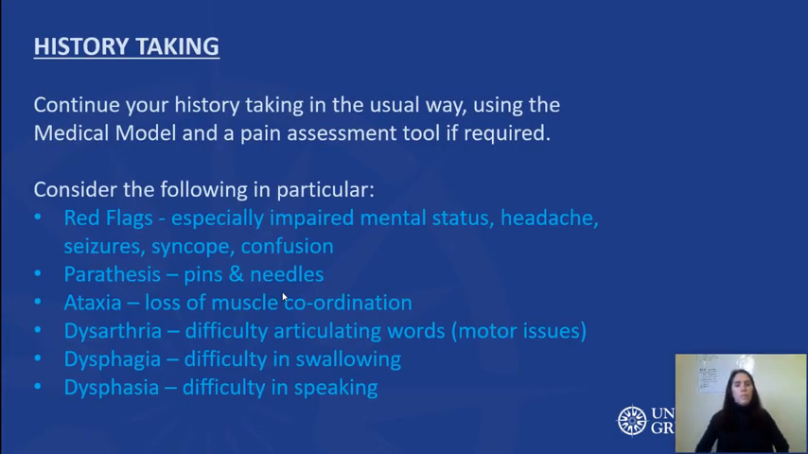Right. Moving on to history taking. So, the history taking in the neurological system isn't that much different from normal history taking. As usual, I prefer you to use the medical model, working at the presenting complaint, the history of presenting complaint, what you find on examination, family history, social history, surgical history, drug history, allergy history, a review of systems, and then a plan. If there's any pain there, I want you to do a SOCRATES or an OPQRST.